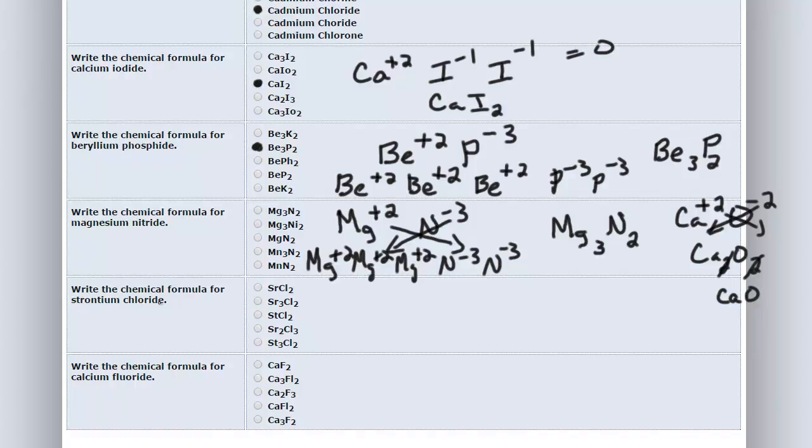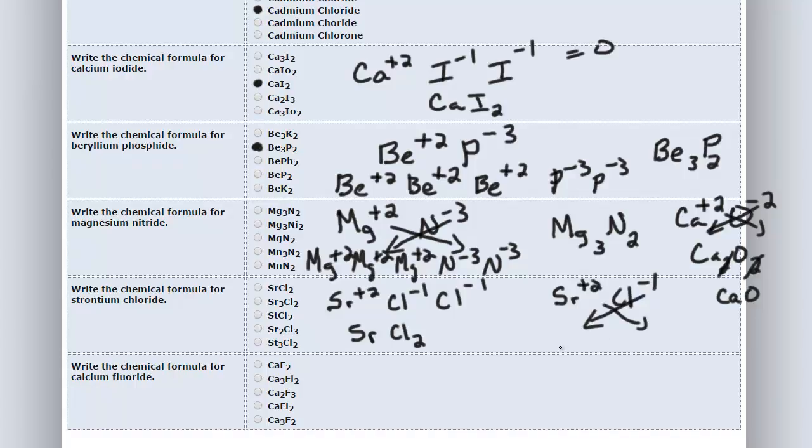So strontium chloride. Strontium, Sr, is a +2, chloride is a -1. So I need another one of those chlorides to get to 0. So we'd say SrCl2. The other way would be Sr is a +2, chloride is a -1. We play the crisscross game and we'd say Sr, and if there's 1 we just leave it alone, and then we'd have Cl2. And again, we don't put the negative sign.